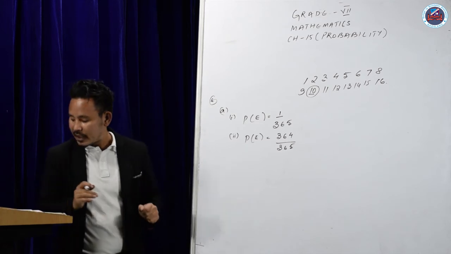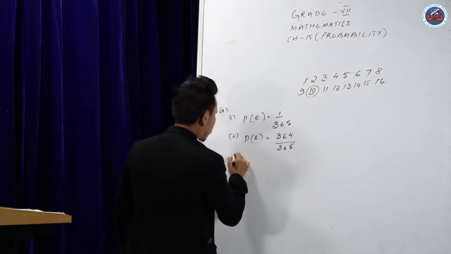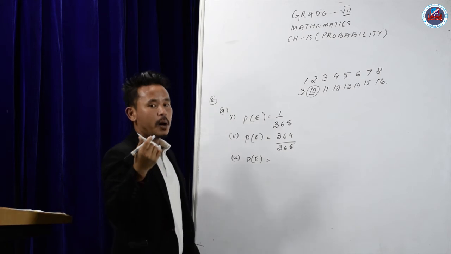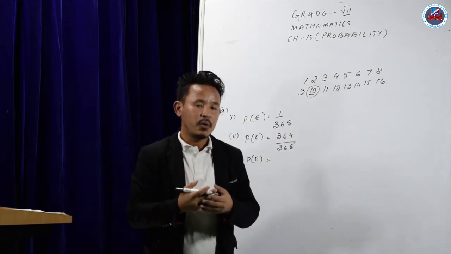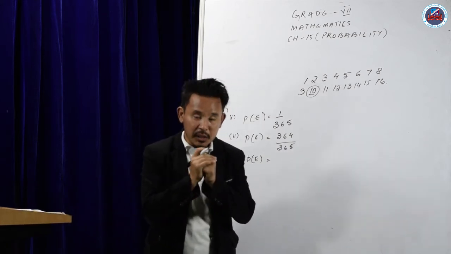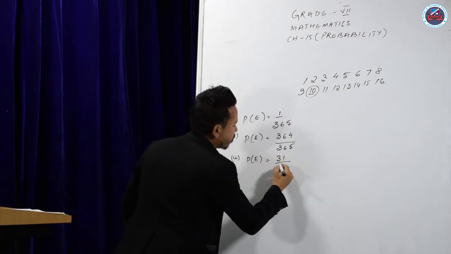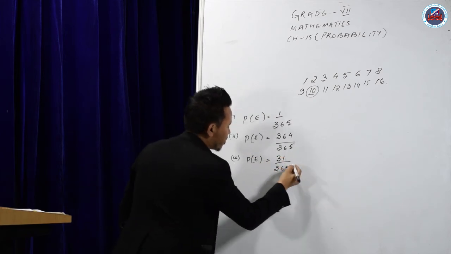Now, next one, in August, probability of an event in August. So how many days do we have in the month of August? We have 31 days, right? That means the favorable outcome is 31 upon 365.